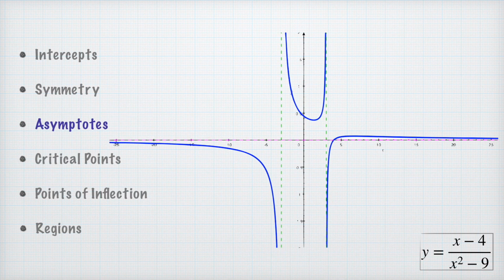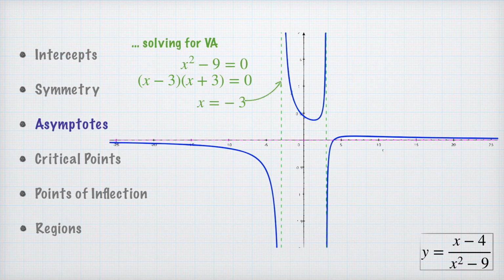Now going back to our sample function here, solving for VA, we have x squared minus 9 equals 0, and x squared minus 9 can be factored into the quantity x minus 3 multiplied by the quantity x plus 3. And solving for the values of x, we have x equals negative 3, x equals positive 3.